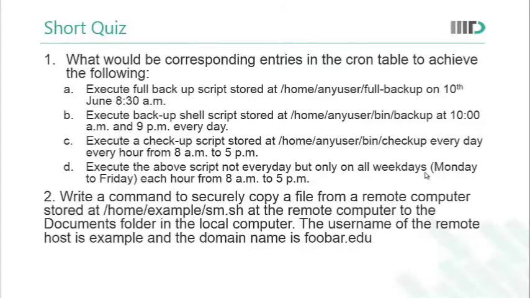B part asks you, how would you execute the backup shell script stored at this location at 10 AM and 9 PM every day? That is, you execute the script twice every day. In C part, you have to execute a checkup script stored at the given location every hour from 8 AM to 5 PM, basically at regular intervals of 1 hour each, like at 8 AM, 9 AM, 10 AM, 11 AM and so on, every day.